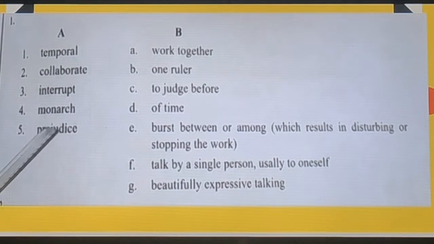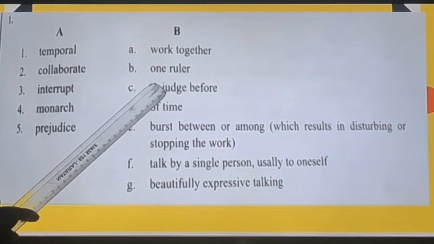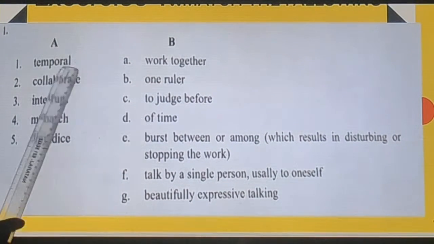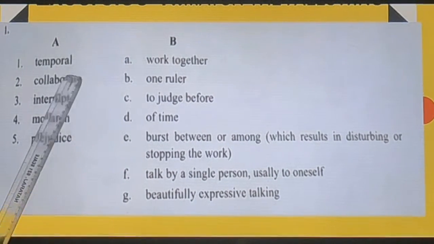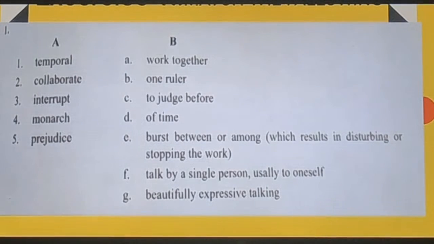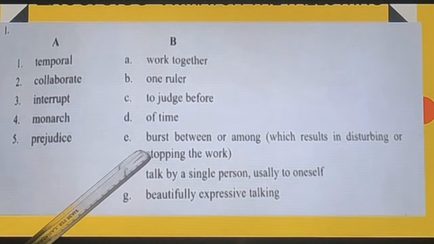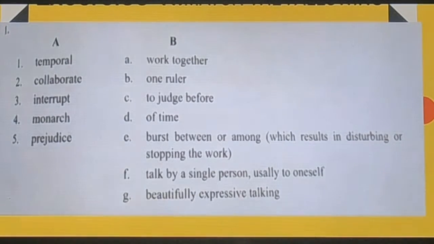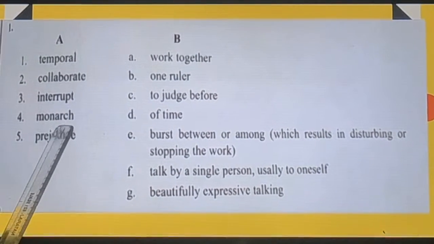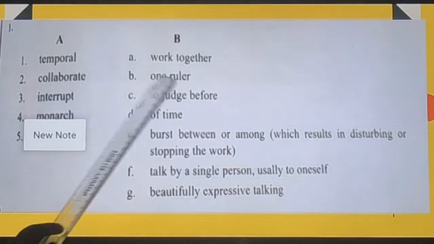Okay, prejudice means to judge before. Temporal means of time. Collaborate means work together. Interrupt means burst between or among. Monarch means one ruler.